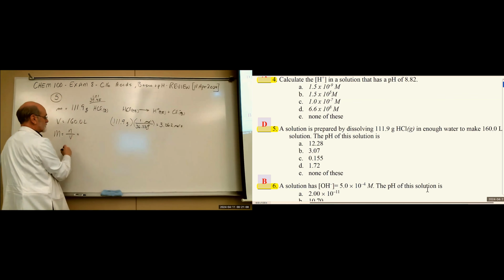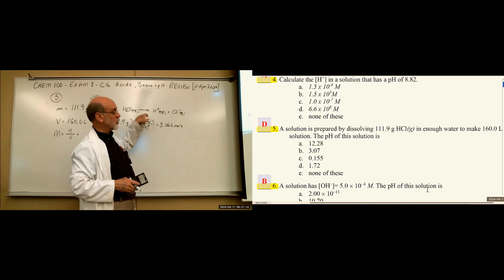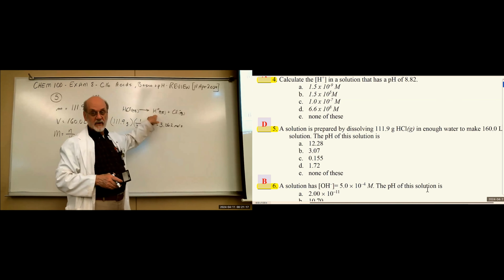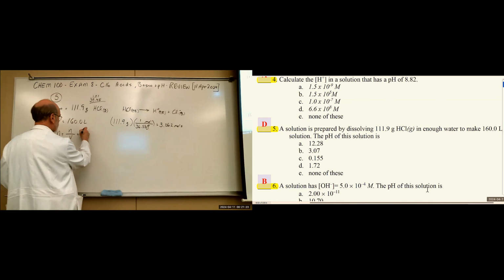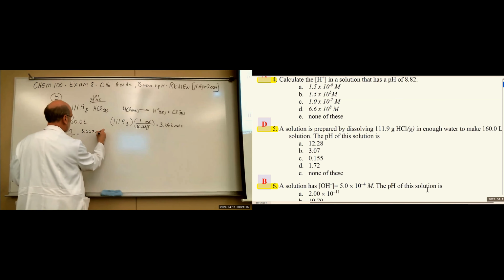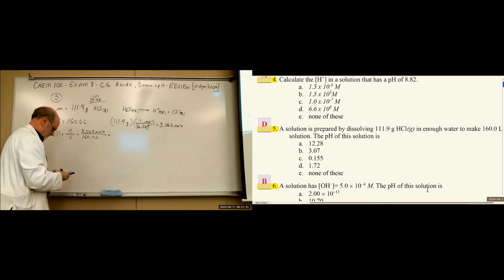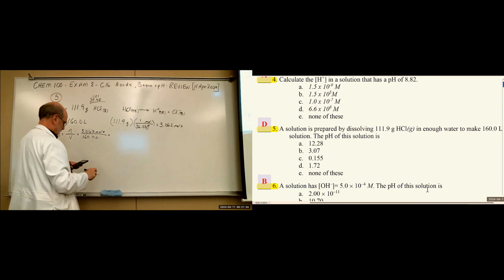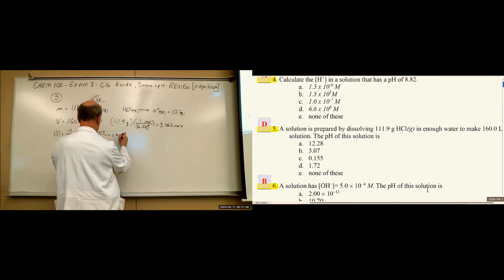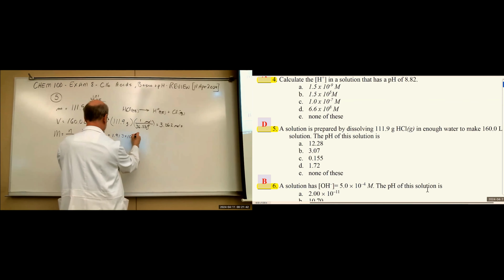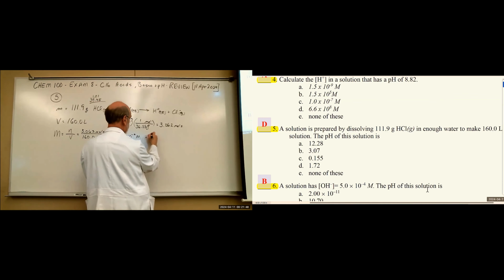Okay, now we can calculate the concentration. And once we calculate the concentration of this, we also know the concentration of that, because this completely dissociates into that. All right, so we got 3.062 moles per 160.0 liters. And I get 4 significant figures, 1.913 times 10 to the minus 2 molar. And that is not just HCl, that is hydrogen ions.